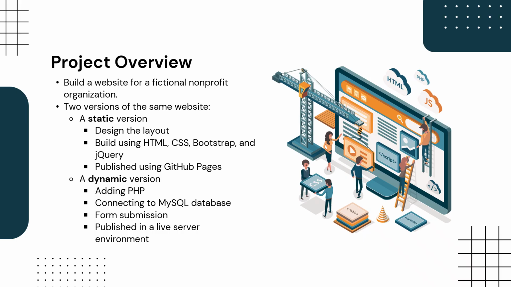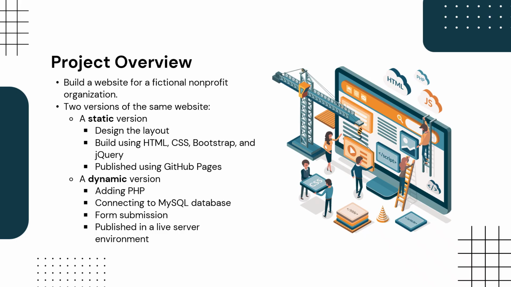In the first half of the course, you're going to focus on planning the site, designing the layout, building the front end using HTML, CSS, Bootstrap, and jQuery. And this version is going to be published using your GitHub Pages, and it represents a fully functional static prototype. Okay, so that's the first half of the class. That's why it's important to start setting up your GitHub, and you're going to be doing that this week.